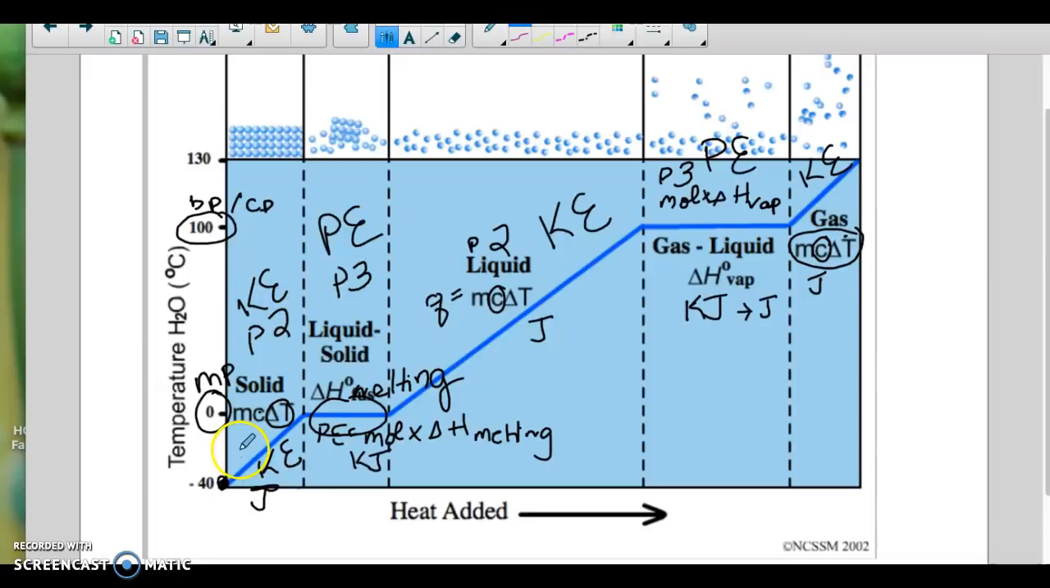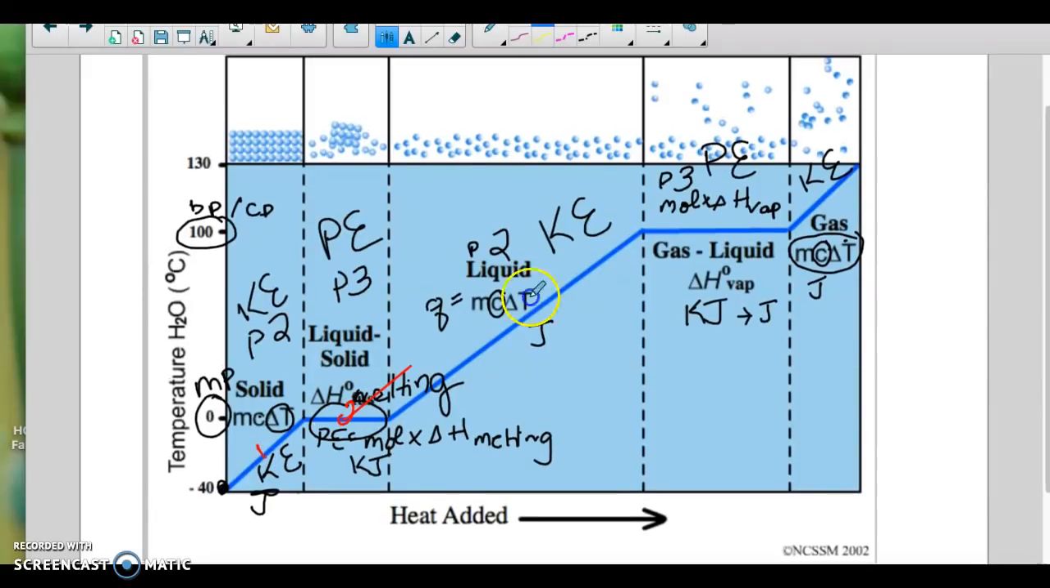So when you have a phase change like this, you're actually going to have 1, 2, 3, 4, 5 calculations, and then at the end you add them together.